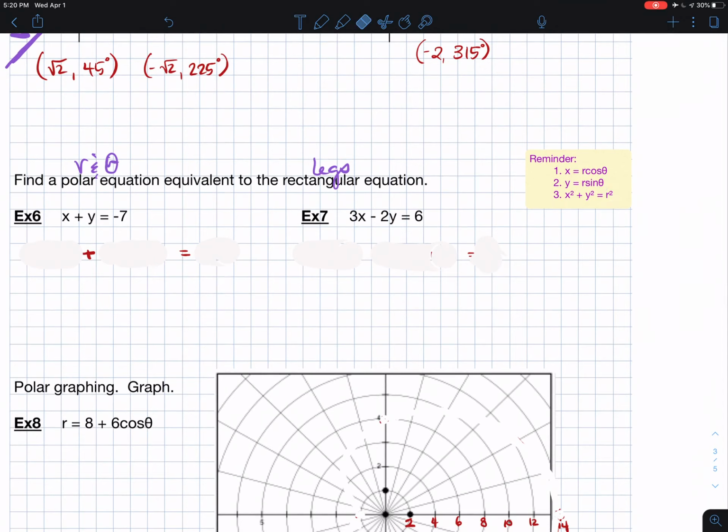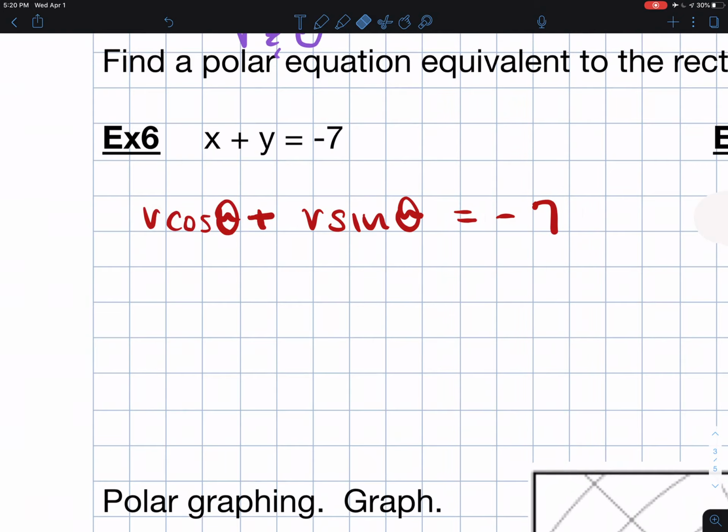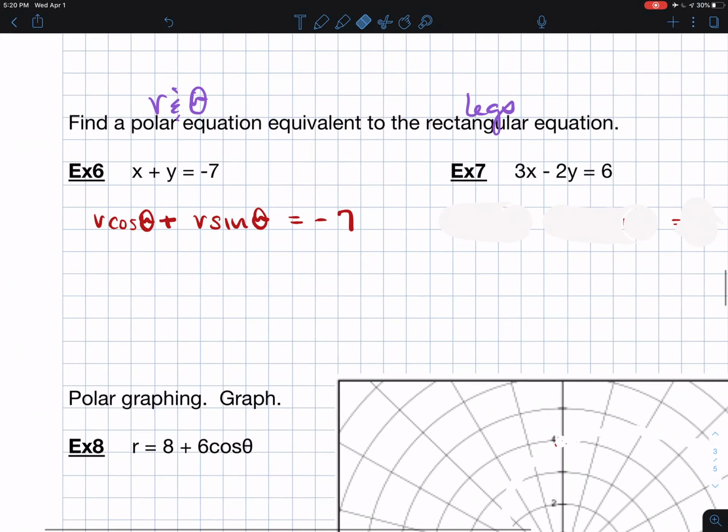So let's use this first concept to plug in r cosine theta for x on example 6. So r cosine theta goes in for x. R sine theta goes in for y. -7 goes in for -7. And folks, I've done what I was asked to do. It said to find a polar equation, and I did just that.